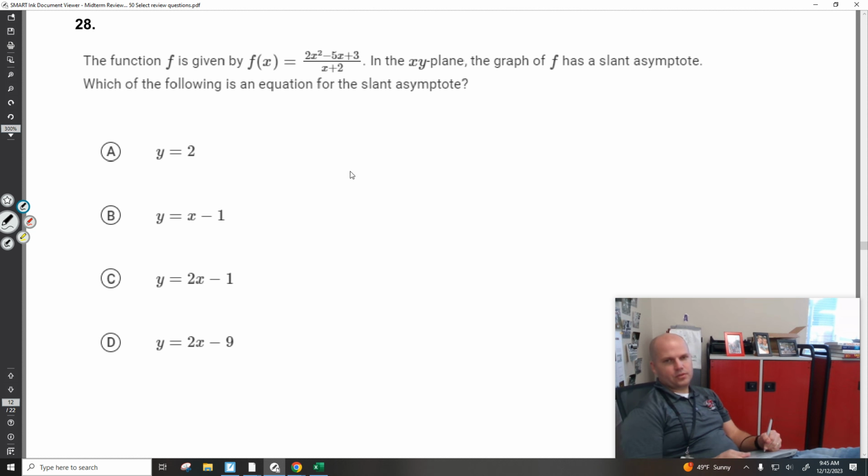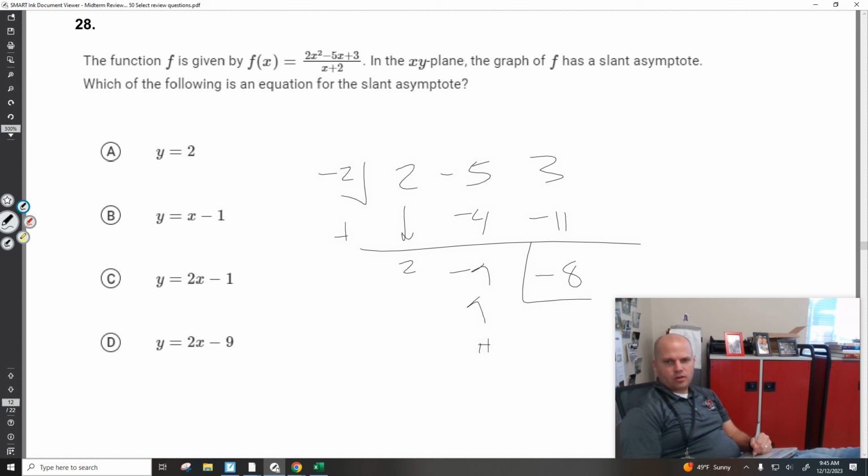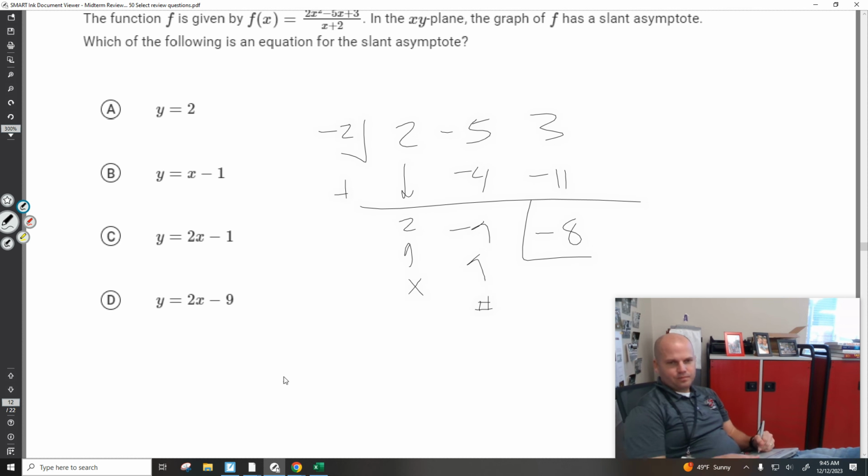Slant asymptotes. Divide. I'm going to use synthetic division because it's easy. Use the root. Using the root enables you to add. Drop this guy down. This is the remainder. This is your numbers. This is your x's. Now this is important.